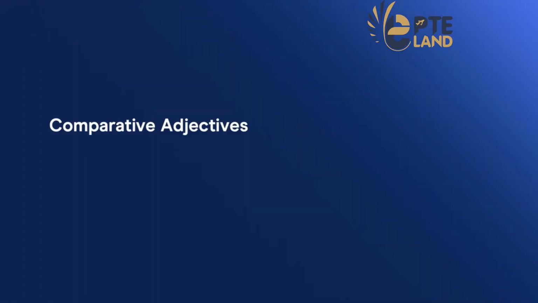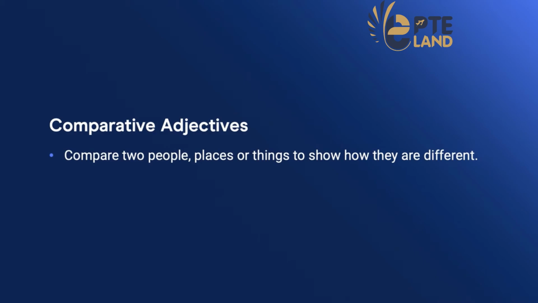You might be asking, what are comparative and superlative adjectives? These are adjectives that are used when we want to compare items. We use them to describe the differences between things. Comparative adjectives compare 2 people, places, or things to show how they are different. These adjectives usually use ER at the end.